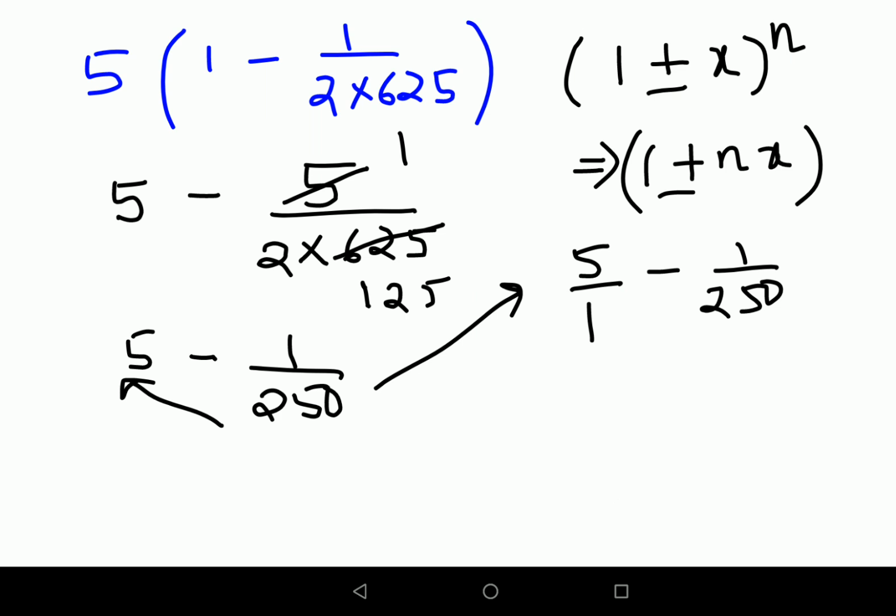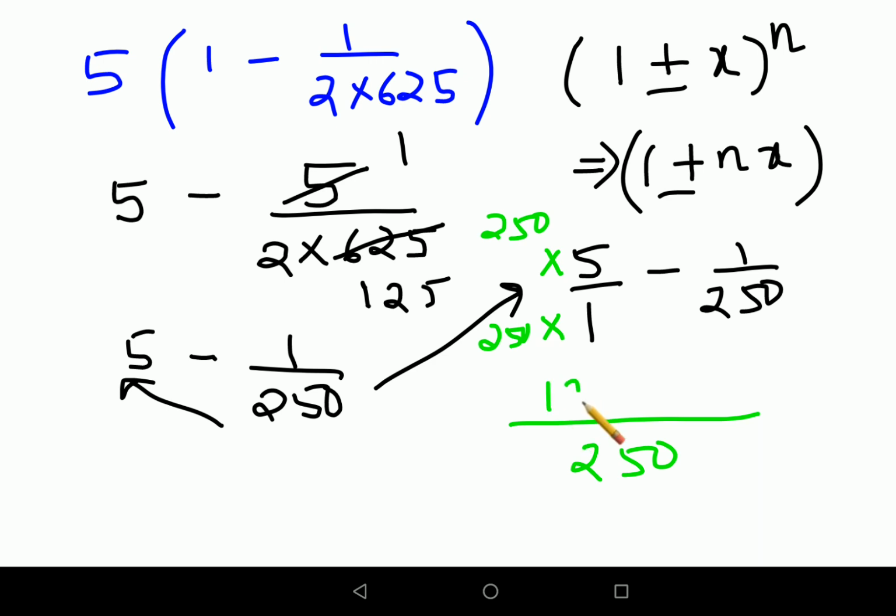Okay. So what happens in this case is that you will need your LCM to be 250. So obviously your 250 gets multiplied, and the 5 also gets multiplied by 250. So 250 into 5 gets you what? 1250 minus 1. Okay. So then you will get 1249 upon 250.